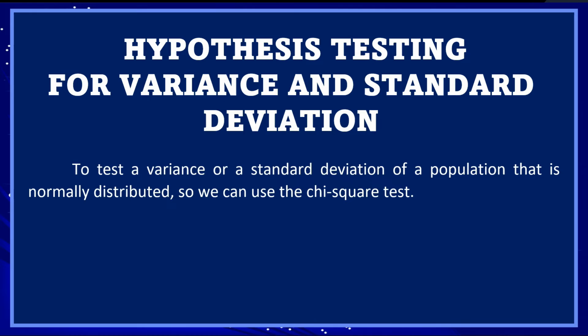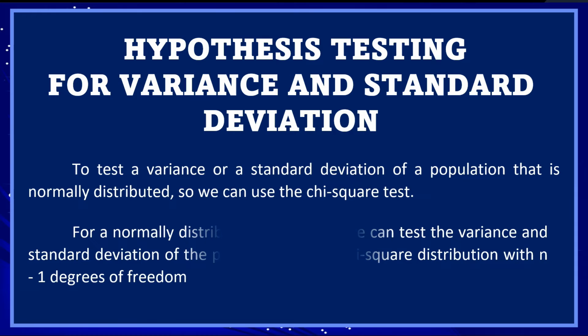To test a variance or a standard deviation of a population that is normally distributed, we can use the chi-squared test. The chi-squared test for a variance or standard deviation is not as robust as the test for the population mean or the population proportion. So it is essential in performing a chi-squared test for a variance or standard deviation that the population be normally distributed. The result can be misleading when the population is not normal.